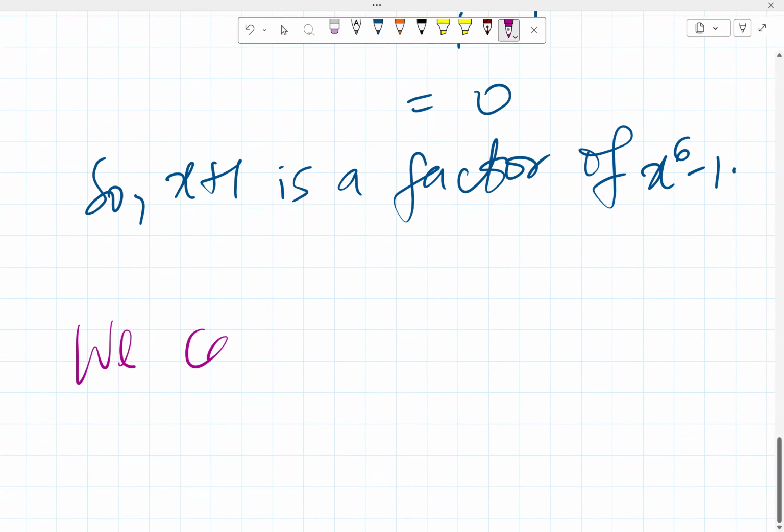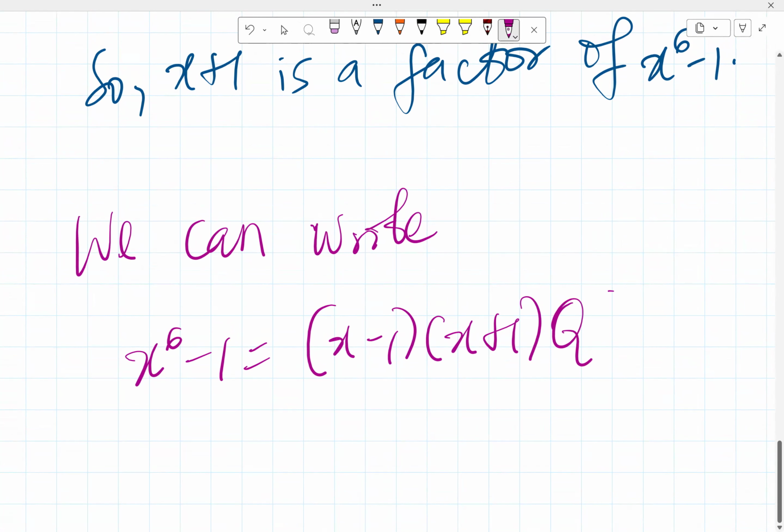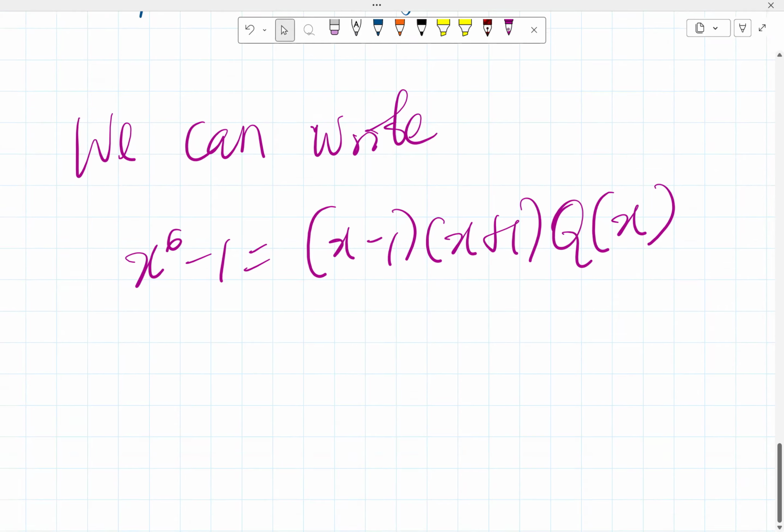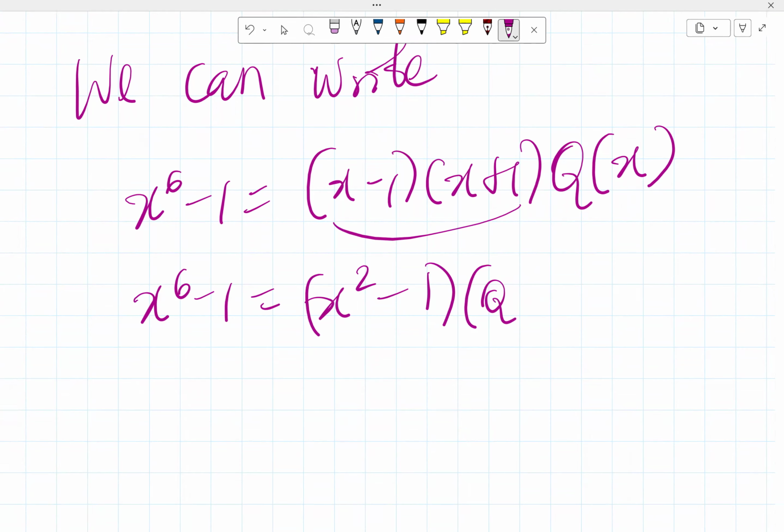So we can write that x raised to power 6 minus 1 is equal to x minus 1 into x plus 1 plus some expression q of x that we don't know. We can write this, and we know that this is x raised to power 6 minus 1 equals, if you expand this now, this is x squared minus 1 multiplied by q of x.